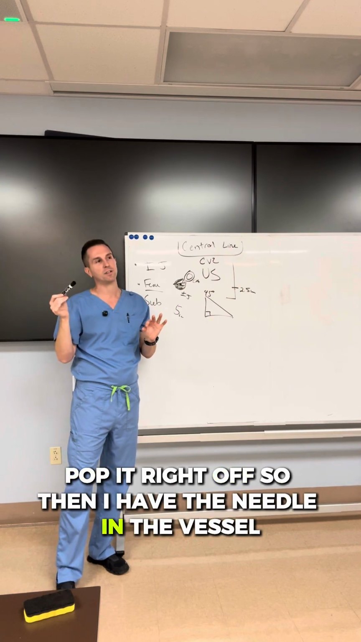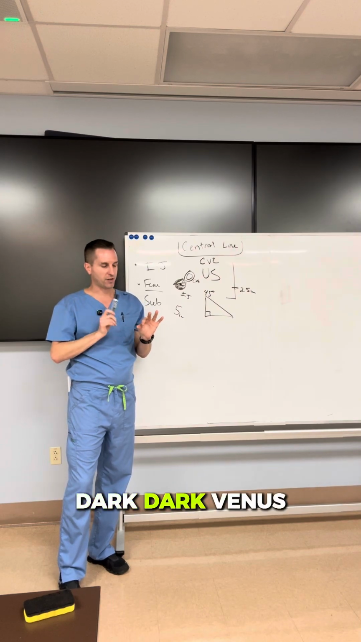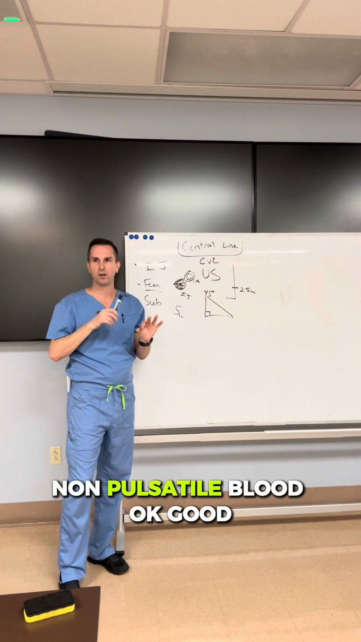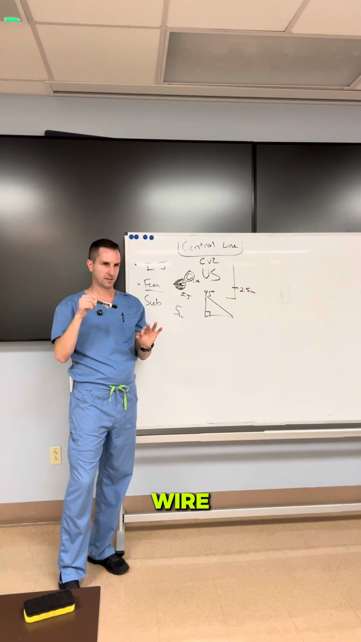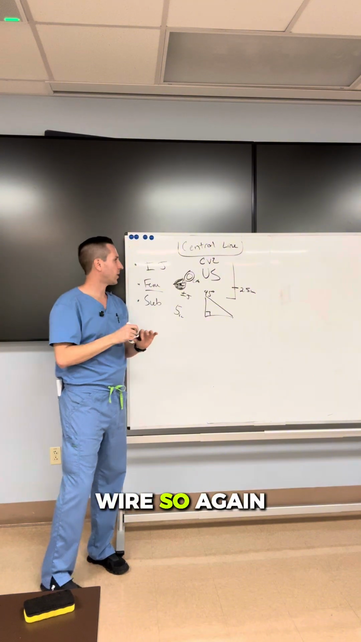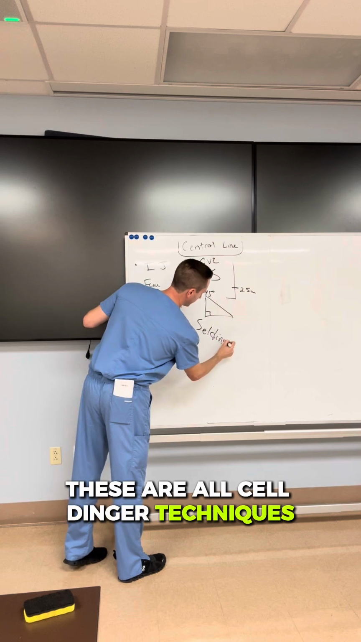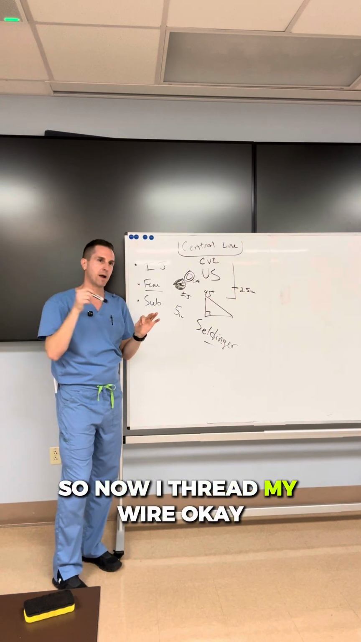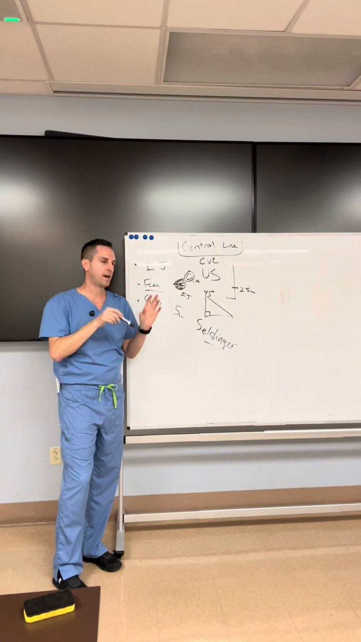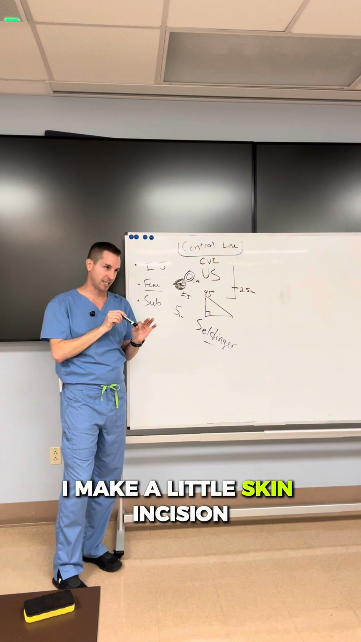So then I have the needle in the vessel. What should I see? Dark blood. Dark venous non-pulsatile blood. Okay, good. We're doing good so far. What's next? Put your wire in. So again, these are all Seldinger technique. So now I thread my wire. Okay, all right, everything's good. What do I do next? I make a little skin incision.